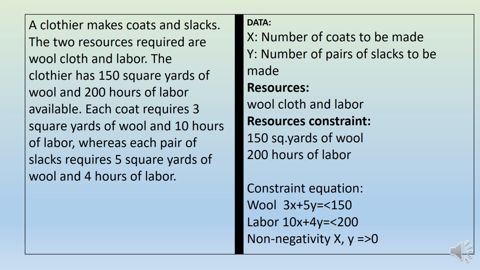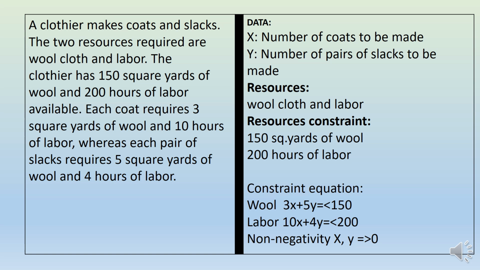We are done up till here. X, Y, and resources. Now, the clothier or the tailor has 150 square yards of wool and 200 hours of labor available. So this is what he has at max.